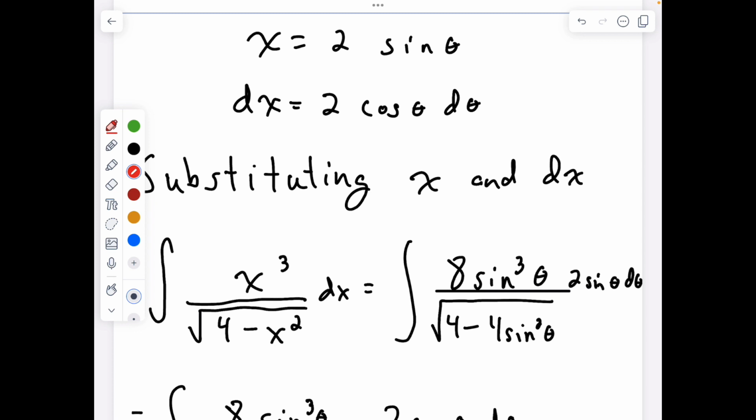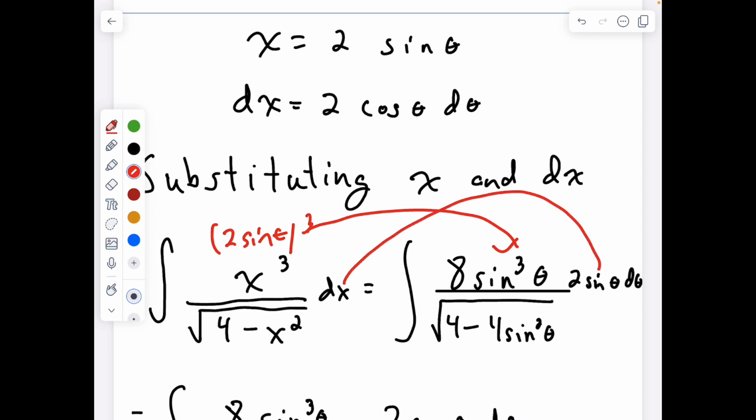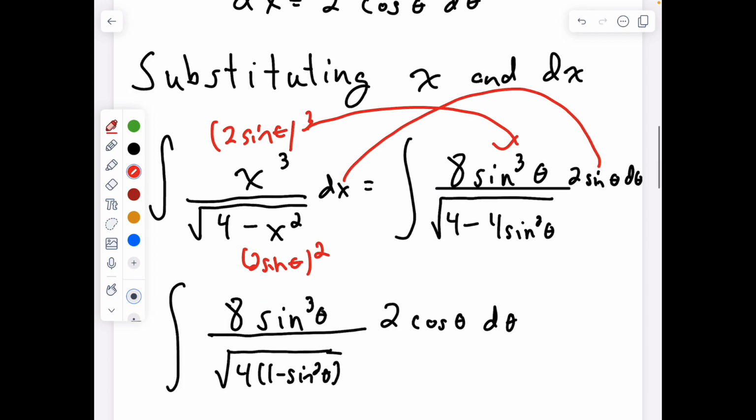So, 2 sine theta to the third power. That's how I get that 8 sine cubed theta. That dx is right here. And when we replace the x with a 2 sine theta, you square that, that becomes 4 sine squared theta.